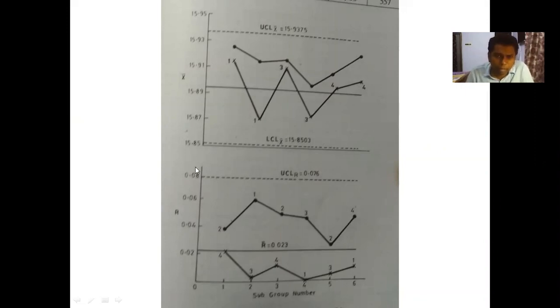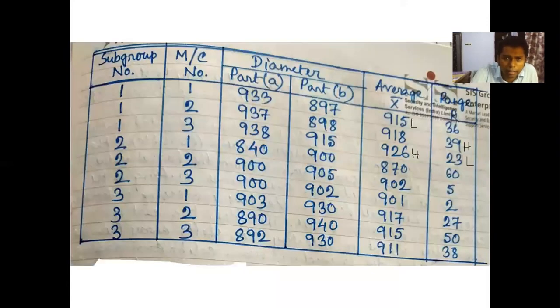And then you need to apply the same formula of the upper control limit and lower control limit that you have used for the x bar calculation for single channel. So now you consider part A.